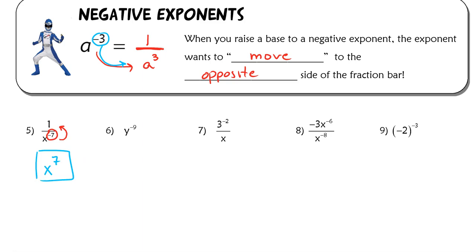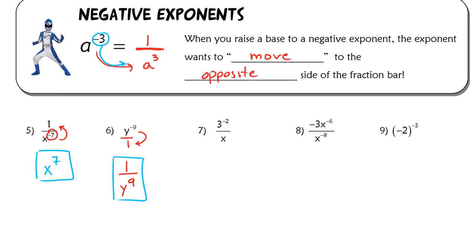Now, y to the negative 9th. Right now, he's upstairs, right? He's upset upstairs. He wants to move downstairs. And once he does that, on top there would be nothing left, so I'm going to leave a 1 there, and then I'm going to rewrite this y to the negative 9th as y to the positive 9th. I'm going to make that a positive exponent because now he's happy in the basement.